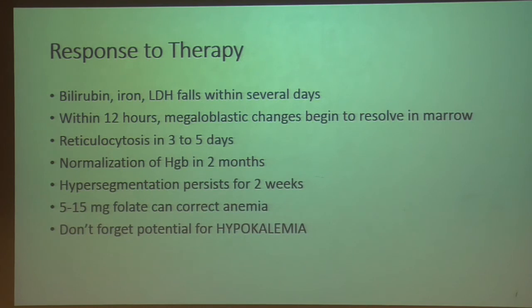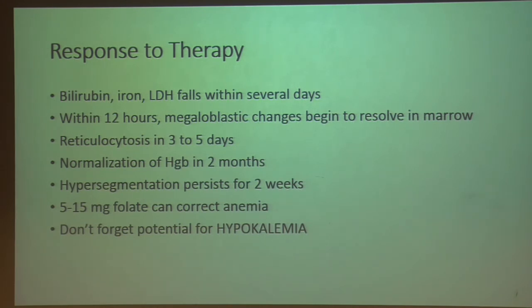Well, the first thing that happens is bilirubin, iron, and LDH fall within several days. Iron falls a little bit because it's being consumed. Within 12 hours, megaloblastic changes resolve in the marrow. You get a reticulocytosis in 3 to 5 days and a normalization of hemoglobin in about 2 months. Hypersegmentation can occur for a couple of weeks. And one of the important take-home messages is, if you replace folic acid in somebody who's B12 deficient, you can correct the anemia. But what you can't correct are the neuropsychiatric changes.